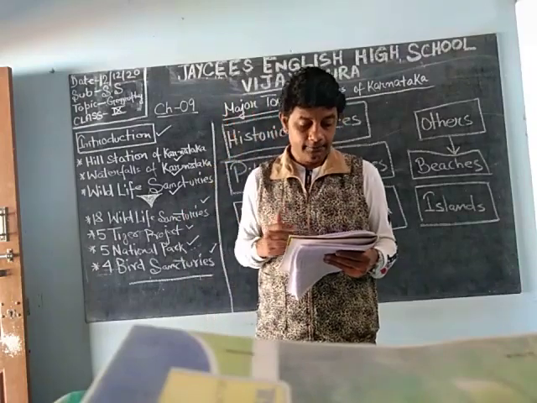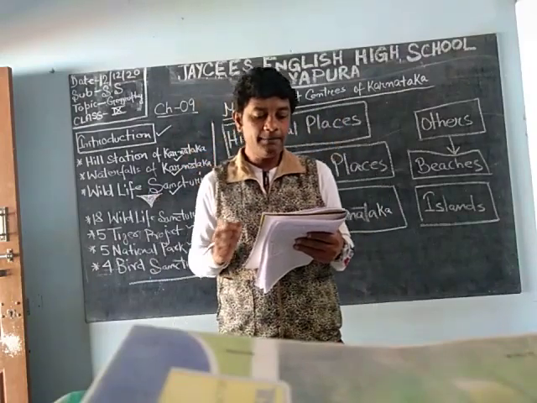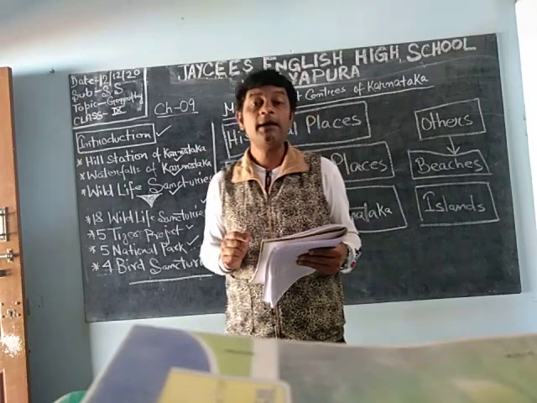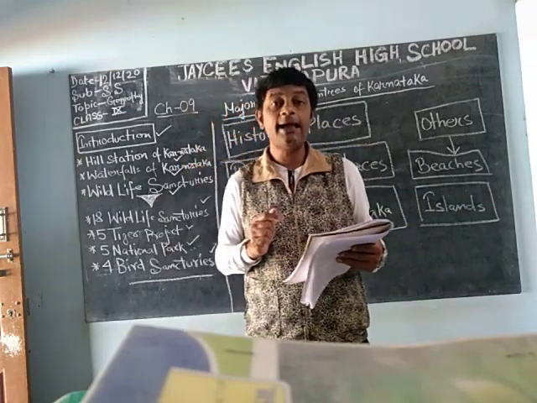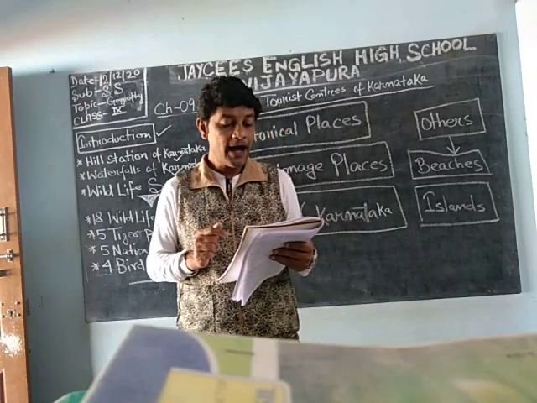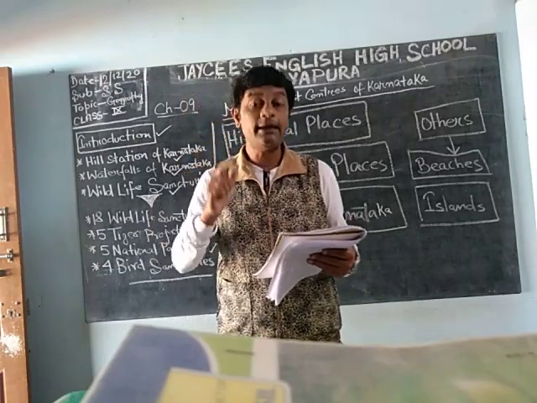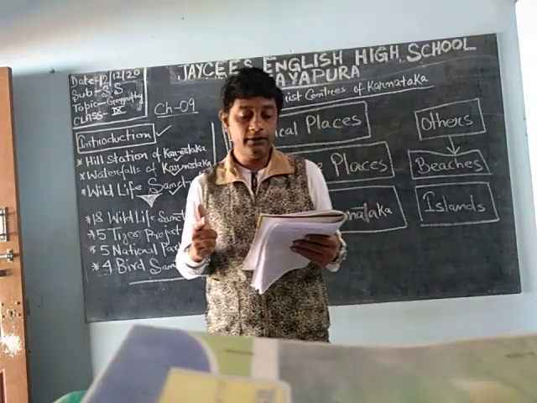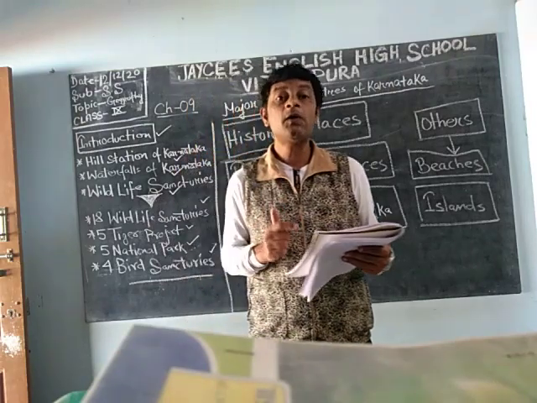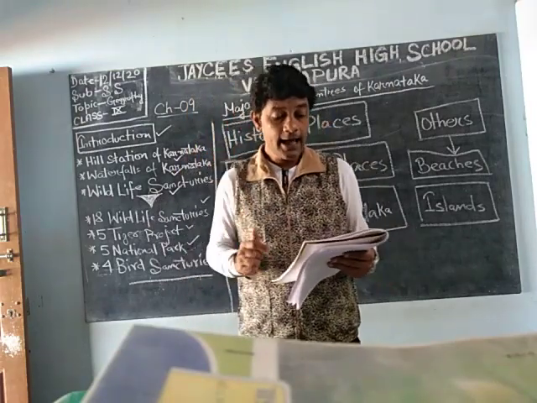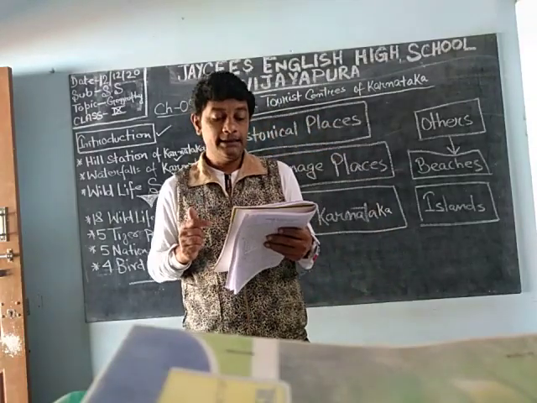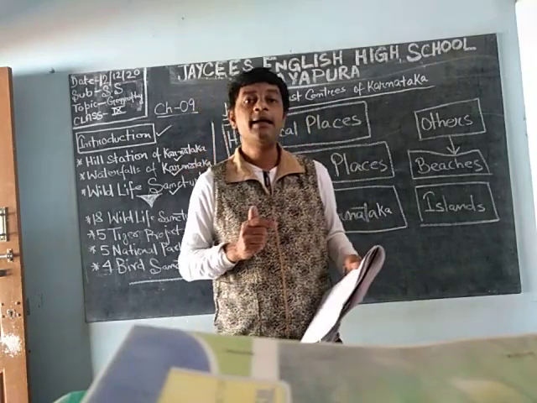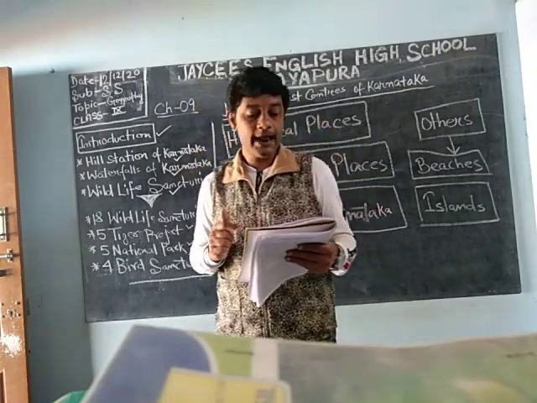Next is the first national park in the world. It is Yellowstone in USA, established in the year 1872. Now the first national park in India: in the year 1936, Jim Corbett National Park, in Uttarakhand, which is one of the 29 states of India.